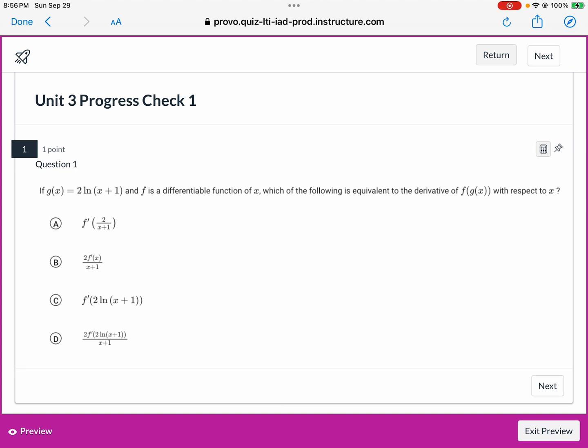And so we have g of x, so whenever you need to find g prime of x, you can find the derivative of that. Now that's going to be 2 over x plus 1. That's the derivative of g of x. And then g of x is, of course, given there. So once you have your general format of your derivative, f prime of g of x, remember that g of x is going to be 2 natural log of x plus 1 times g prime of x, which is going to be 2 over x plus 1. That should help you find your answer.